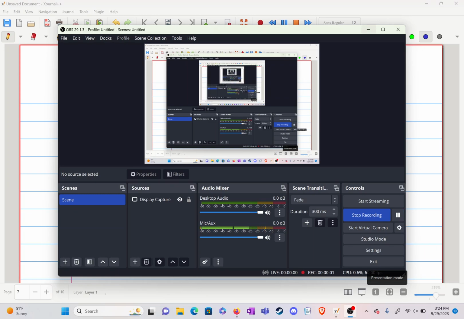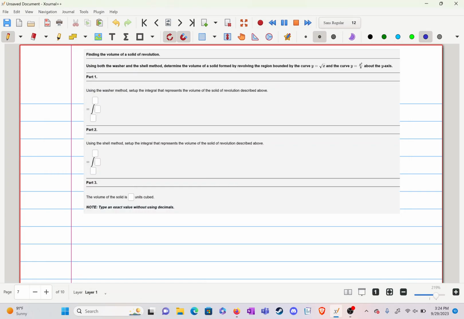All right, now we're going to combine, in this problem 7, two different methods. We're going to set it up twice and then find the volume using one of them. So first off, let's start with the washer.